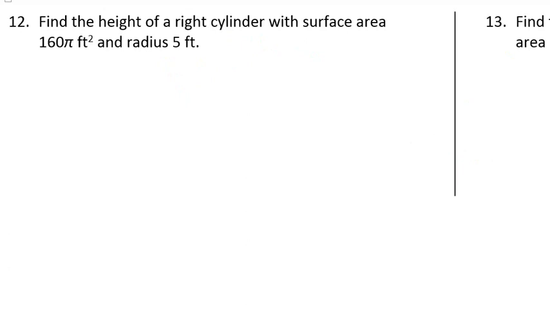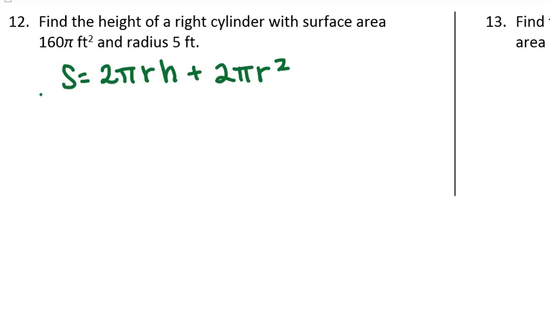Number 12, find the height of a right cylinder with a surface area of 160 pi and a radius of 5. So let's go ahead and just write the equation for surface area. The equation for surface area is 2 pi rh plus 2 pi r squared. And they told us that the surface area is 160 pi, so I'm going to plug that in right here. And they also told us that the radius is 5.